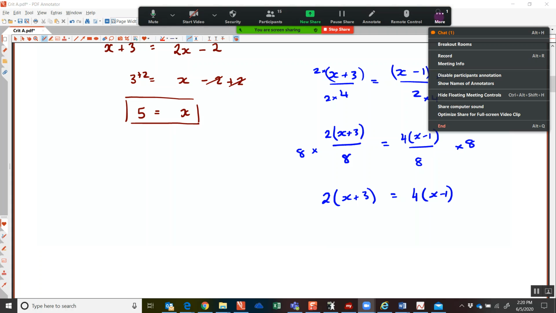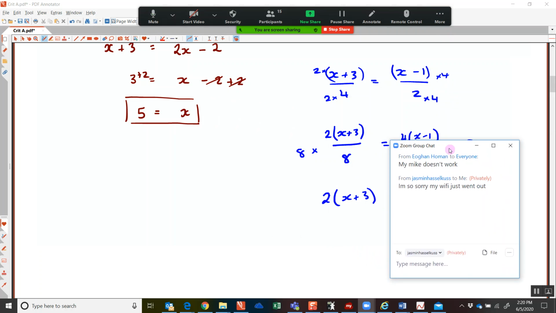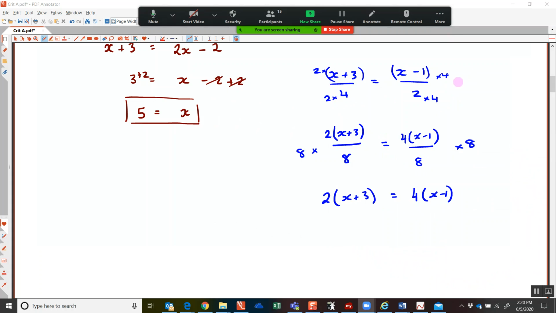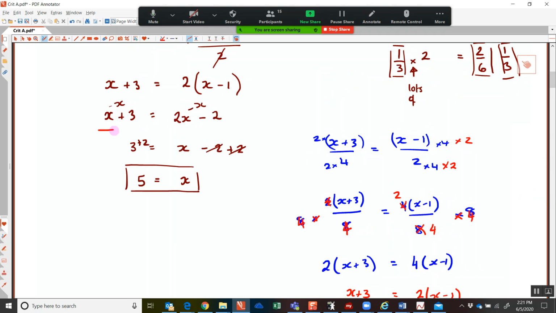So instead of multiplying this one by 2 and this one by 4, I could have just multiplied this one by 2, which would have had a common denominator of 4, and this would have been 2, and then I wouldn't have needed to do anything to this side. It would have just stayed as 4, okay? And then I could have multiplied by 4 both sides. Does that make sense? So I would have then ended up with x plus 3 is equal to 2 lots of x minus 1. And if you notice, up here, look, that's what we kind of had.